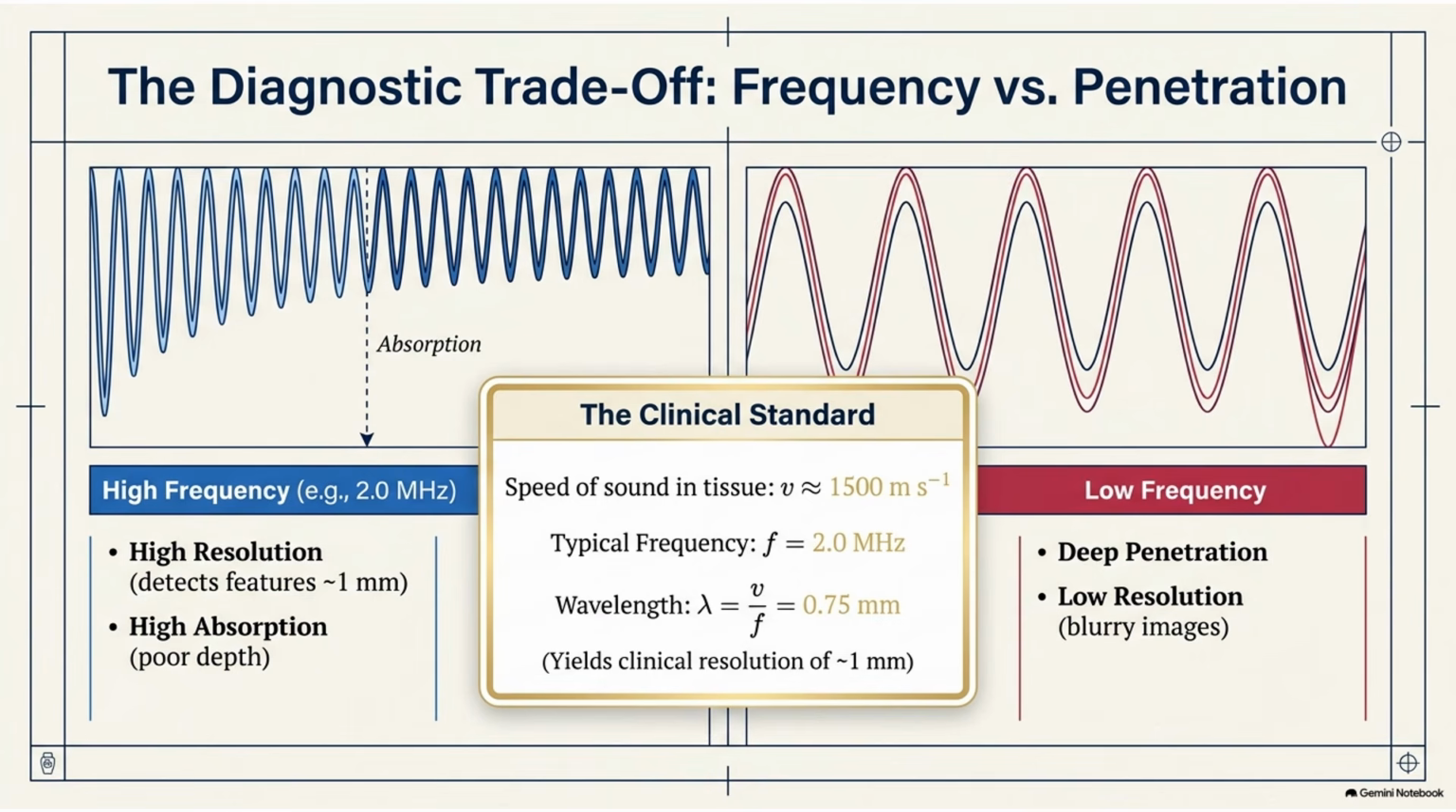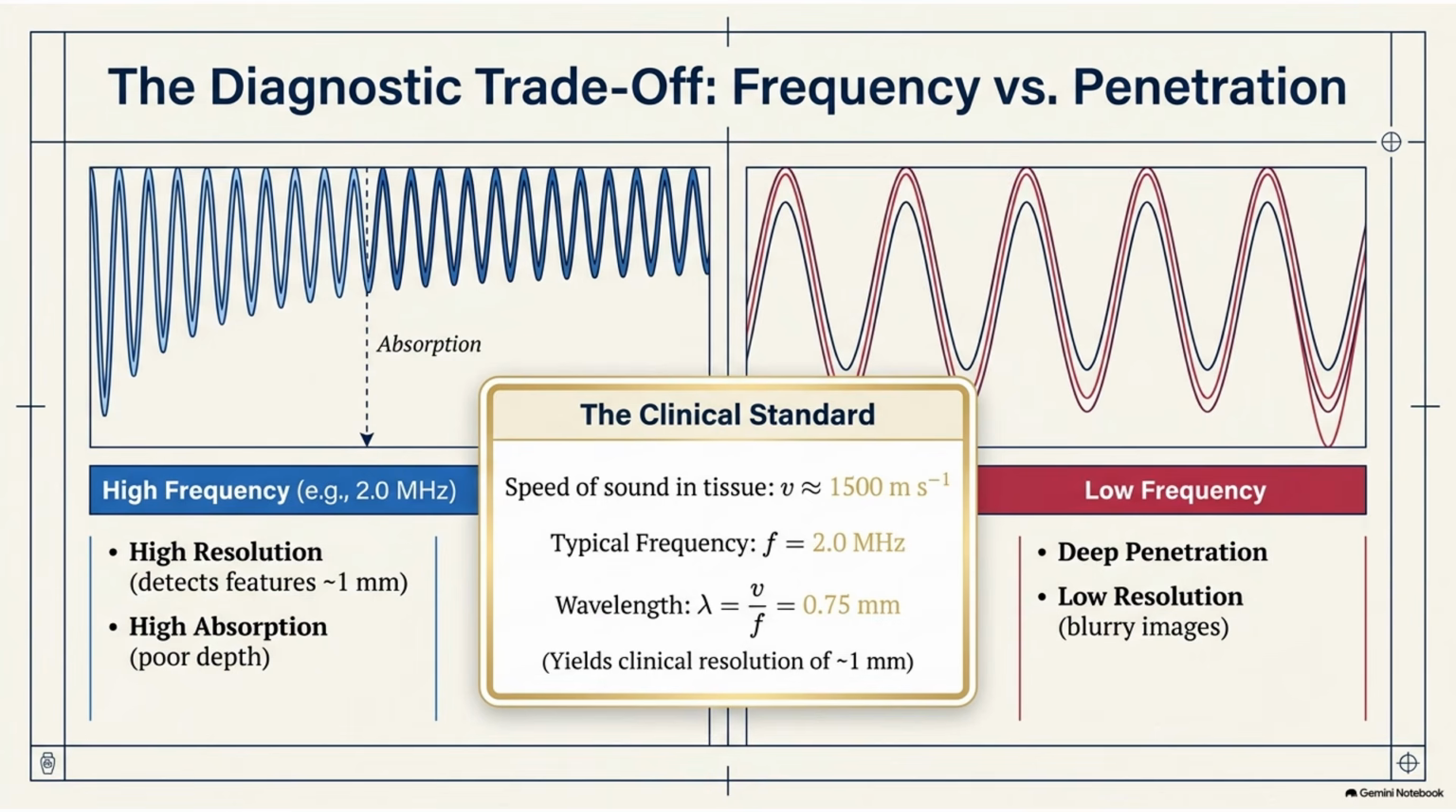One of the most important decisions in ultrasound imaging is the choice of frequency. Higher frequency ultrasound gives us better resolution. In other words, it allows the machine to distinguish between structures that are very close together. However, there is a disadvantage. High-frequency ultrasound is absorbed more strongly by tissue, so it cannot penetrate very deeply.